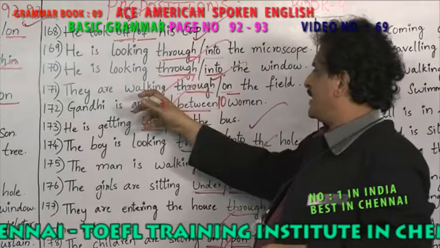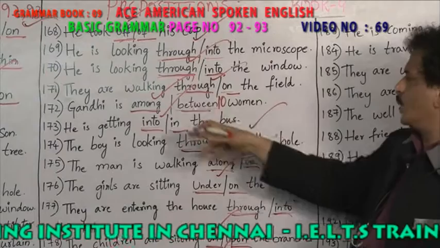Next, they are walking through the field. Avargal thottathin vazhiye nadandhu sendrargal. Through. Gandhi is among 10 women.